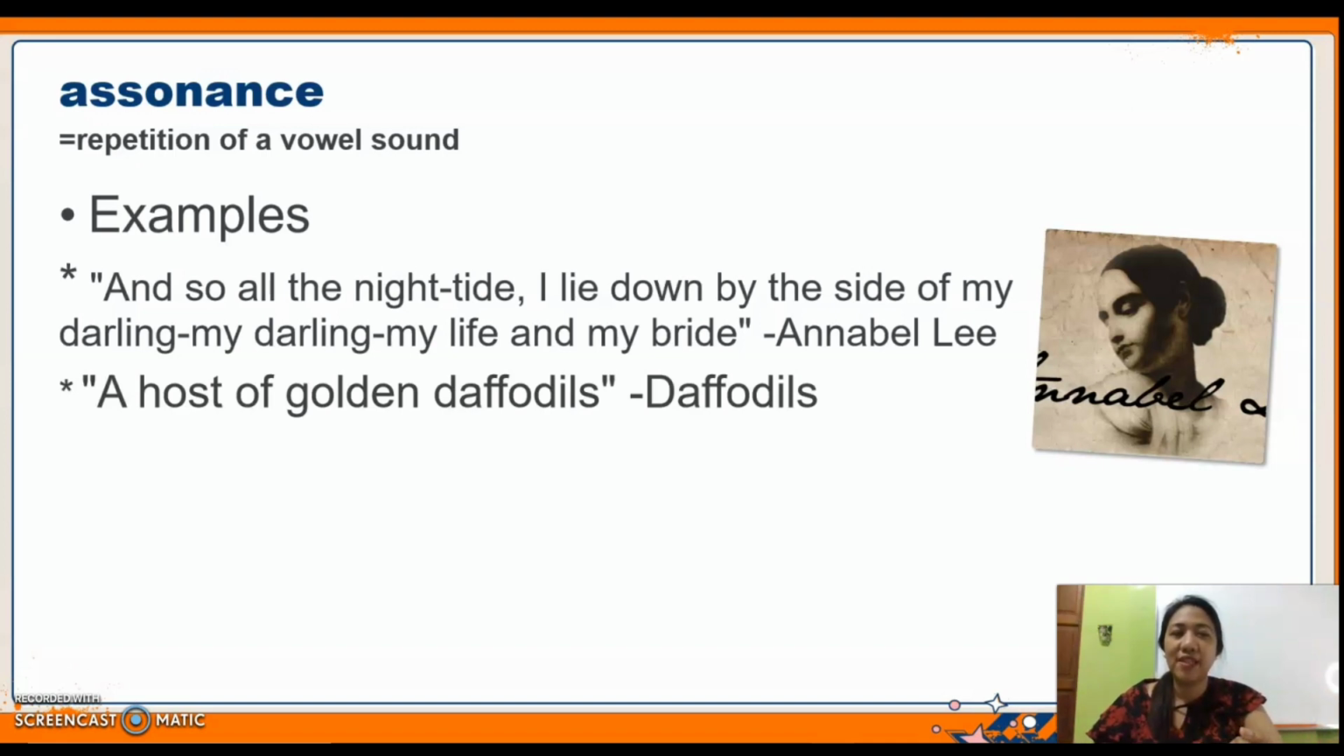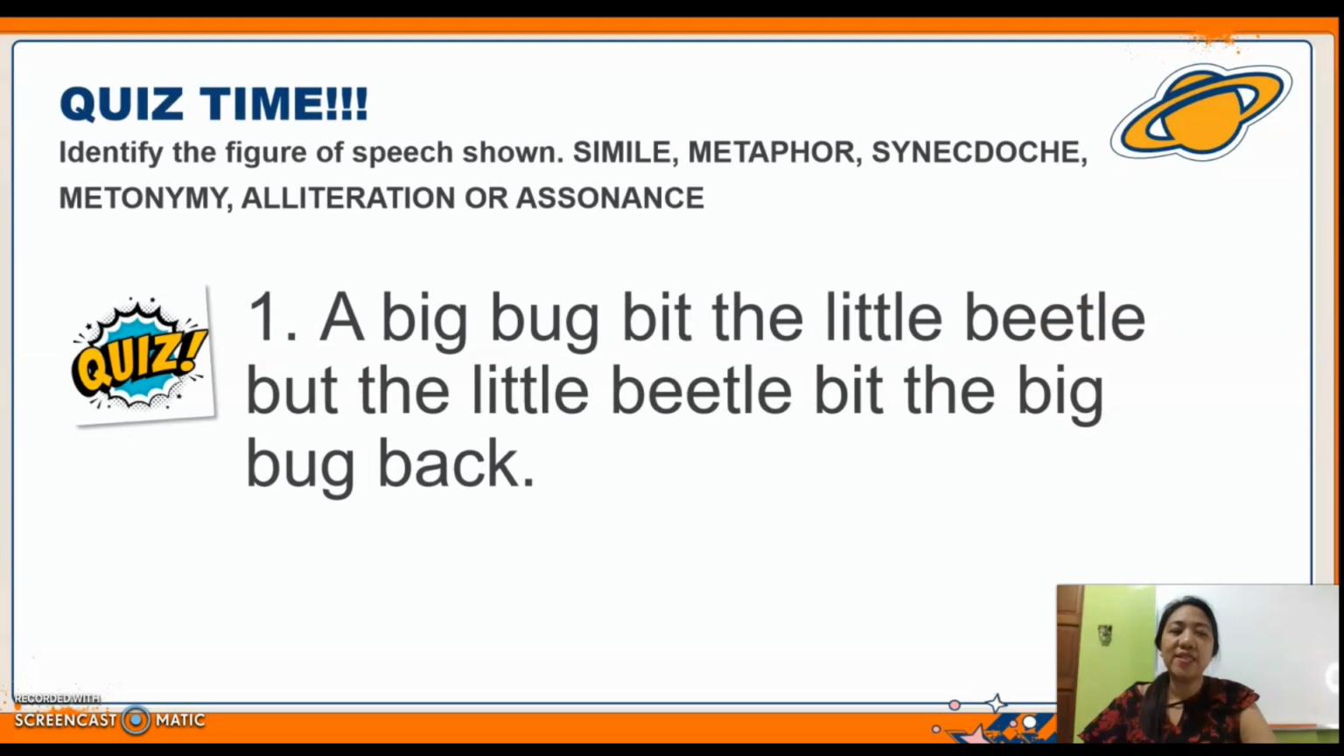Metonymy versus synecdoche. Metonymy replaces, synecdoche represents. Simile versus metaphor. Simile with comparison words like, as, and so on and so forth, and metaphor without comparison words like, as, or resembles. Another, assonance versus alliteration. Assonance, repetition of vowel sounds like A, E, I, O, U, while alliteration is the repetition of consonants. Okay? So are you now ready for the quiz? You're just going to identify if this is simile, metaphor, synecdoche, metonymy, alliteration, or assonance.